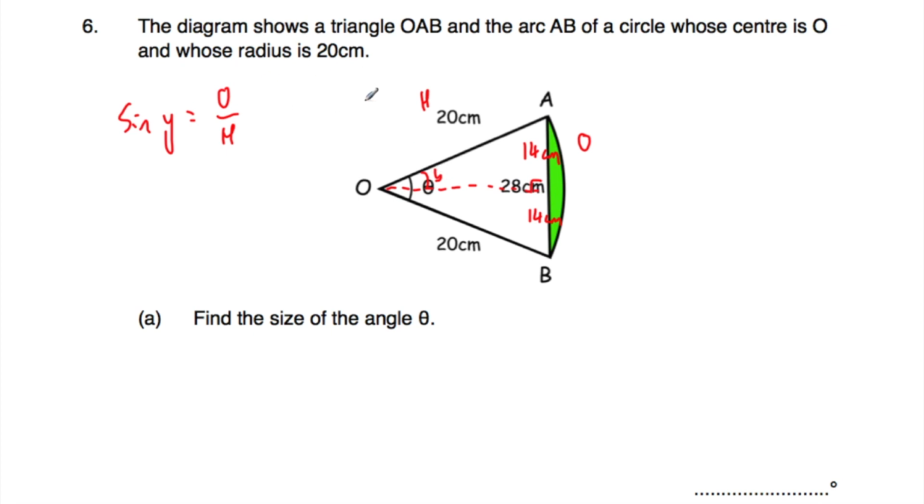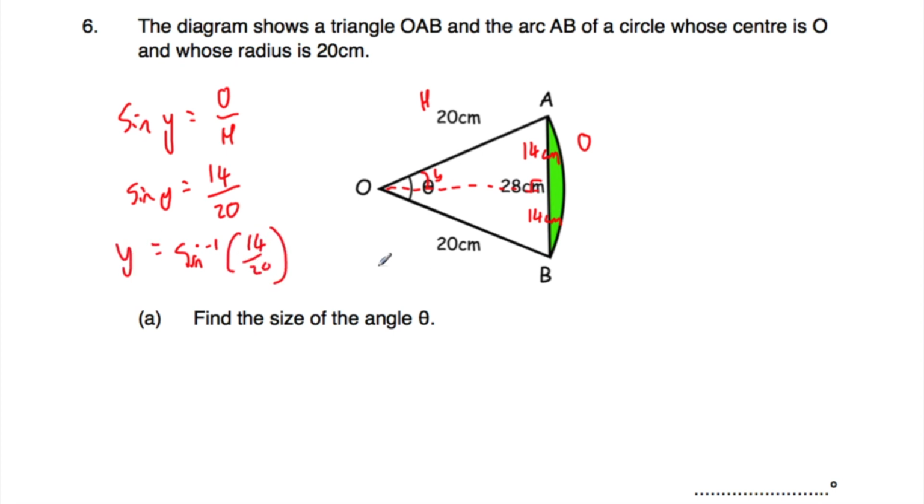So the sine of y is equal to the opposite, which is 14. Sine y is equal to 14 over the hypotenuse, which is 20. So we've now got the sine of y is equal to 14 over 20. Well, this angle is obviously not 14/20ths. So we now need to do the inverse sine. So we're going to do the inverse sine of 14/20ths. And that will give us y.